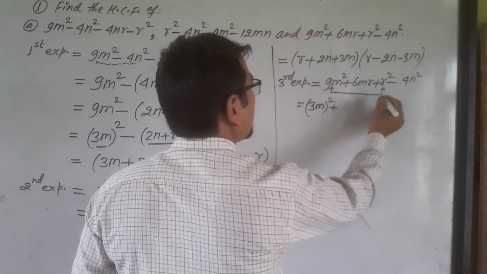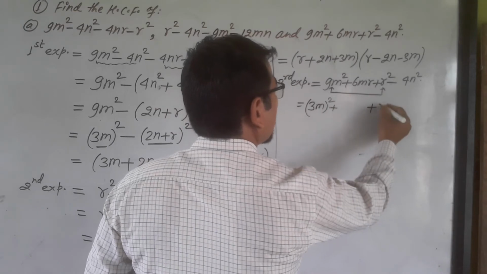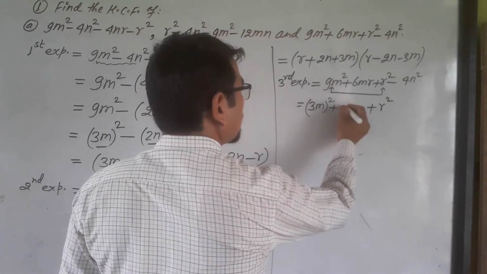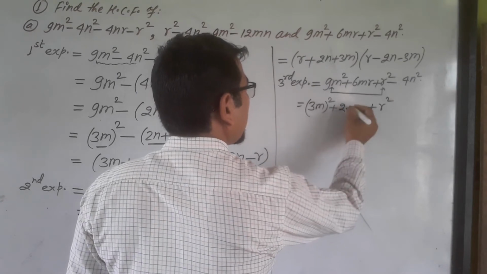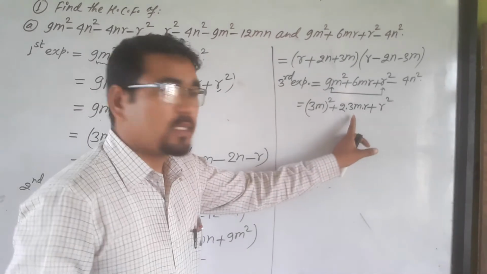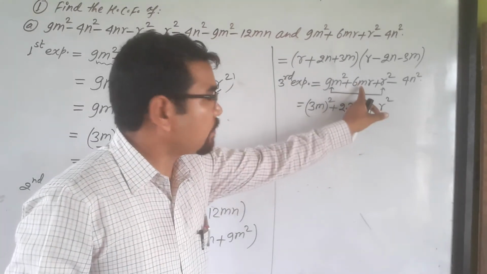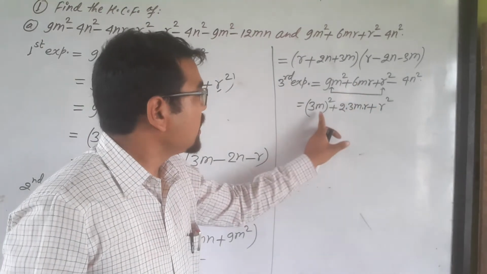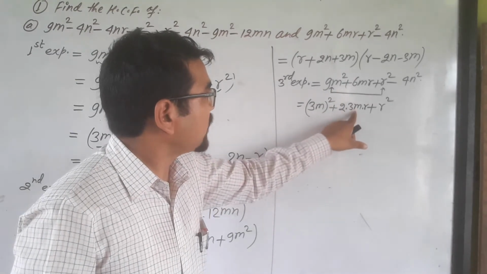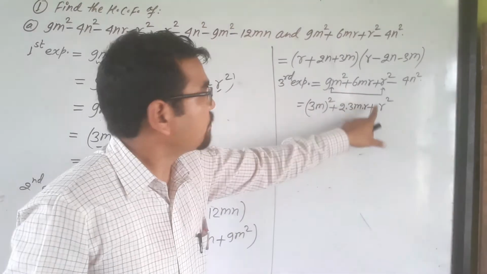Plus 2ab we will make lastly, plus b square. B square means r square, you know. Now the middle term 2ab we have to make. From the formula, 2 into a, which represents 3m here, into b, which is r. Check it. Does this match the previous term or not? Check it here. 3m square is 9m square, plus 2 multiplied by 3 multiplied by m multiplied by r is 6mr, plus r square.